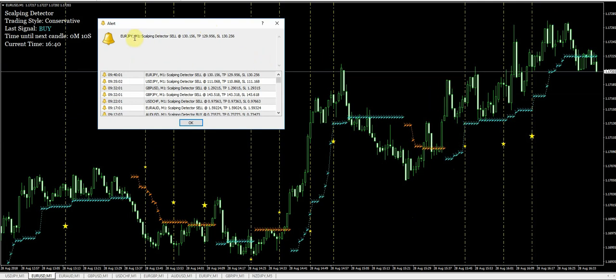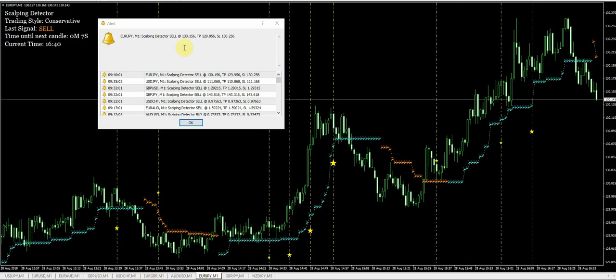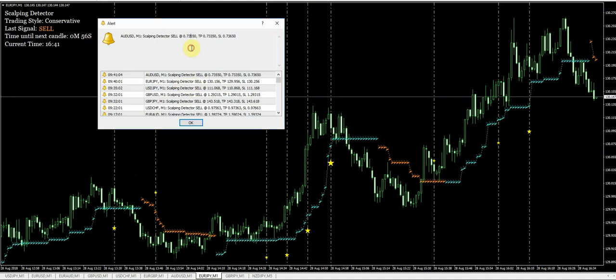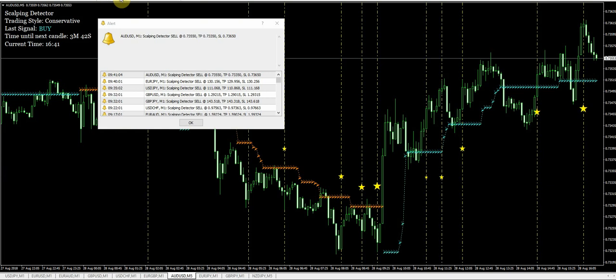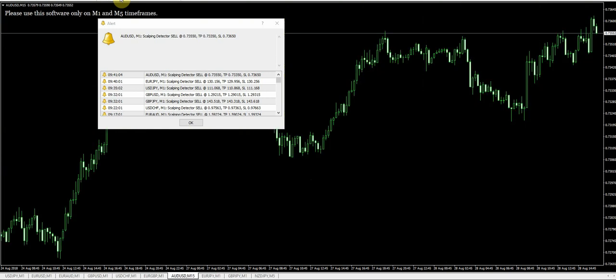Let's take a look at this Euro Japanese Yen trade. This is a sell. Obviously, it's going against the trend, so we'll not be taking that trade. All right, AUD USD. Let's take a look at that one. Looks like this is also a sell again. Not going to look at taking that trade. One of the main things with the system was that we only trade with the trend.